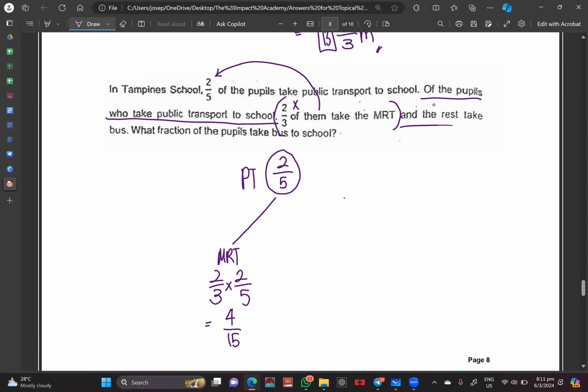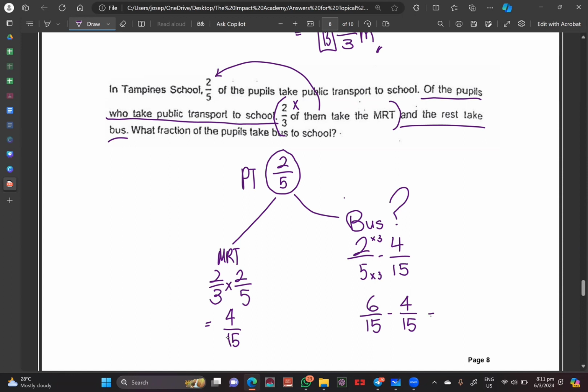Make sense? And the rest take the bus. Same thing. How do I find bus then? I just have to use the whole, which is the total, minus away the part. So 2 over 5 minus away 4 over 15. When I minus, remember, I need to make the denominator the same. Because now that you're learning multiplication, you will keep thinking, oh yeah, multiplication, yes, cancel. When you minus and you add, you must make sure that the denominator is the same. Agree so far? Alright, so over here you get to an answer of 2 over 15. And this is the fraction of the pupils that take bus to school. And this is your answer for this question.